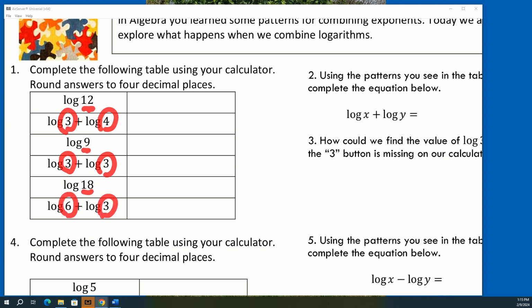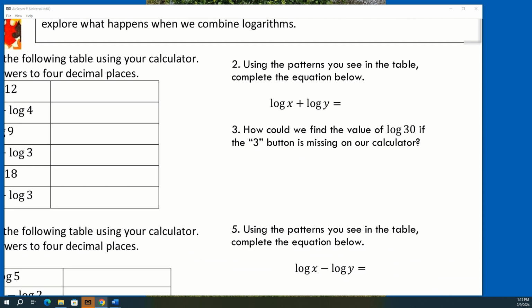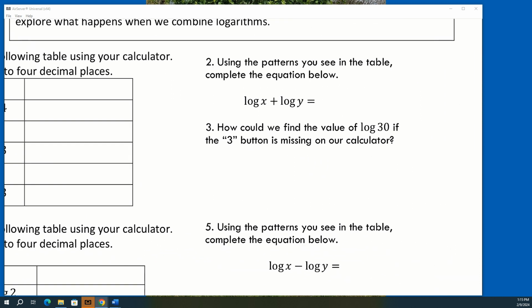So what are you doing to those numbers to get the other one? Multiplying. So that's the property. Log of x plus log of y is the same as log of x times y. So if you have two logarithms separated by addition, you can bring it together as a single logarithm where you multiply those two things together.